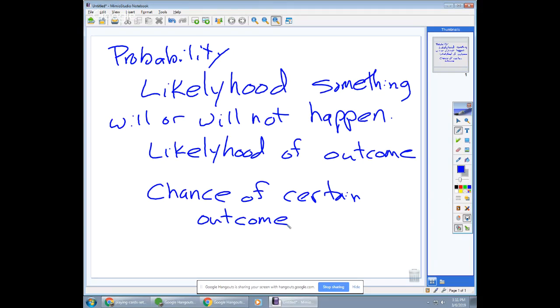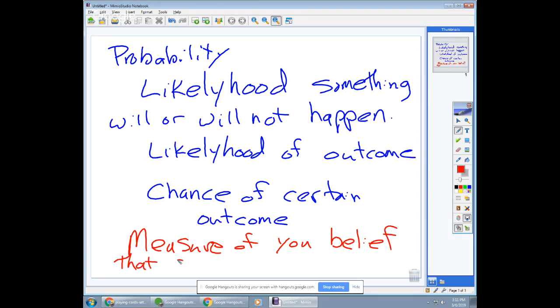Another idea about probability. It's a measure of your belief that something will happen. So the question is, how do we measure that belief?